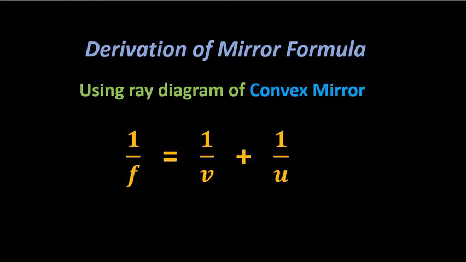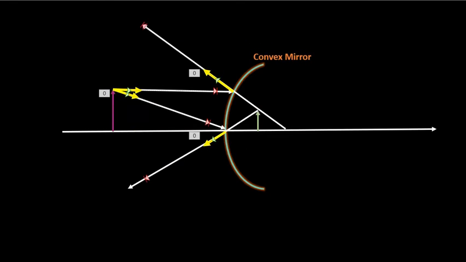Let us know the derivation of the mirror formula, that is 1 by f is equal to 1 by v plus 1 by u. This formula we will derive using the ray diagram in case of convex mirror. The previous video was the derivation of the same formula using the ray diagram in case of concave mirror. So let us derive this using the ray diagram in case of convex mirror.